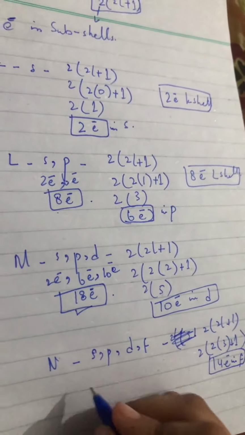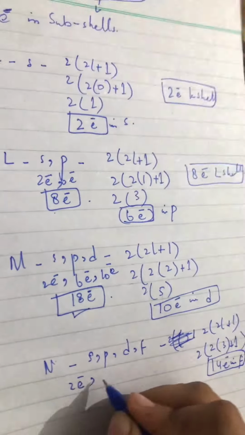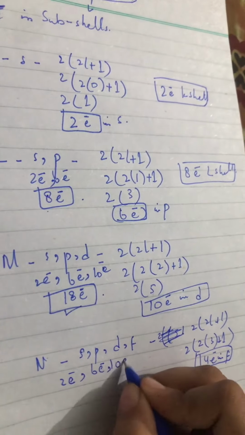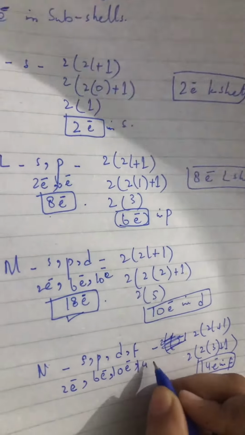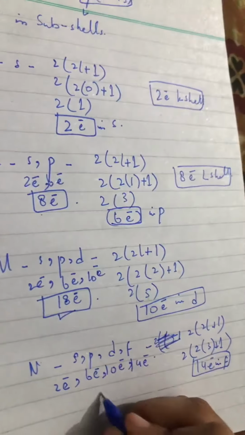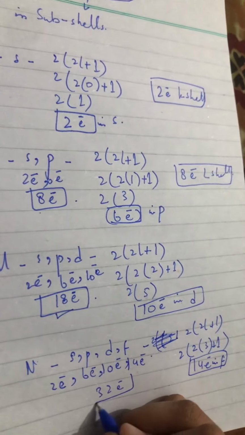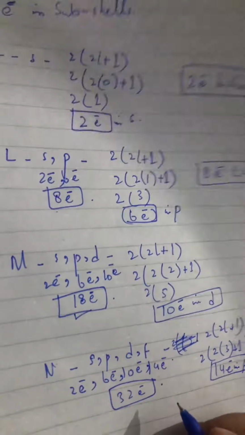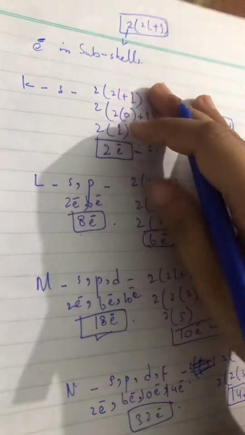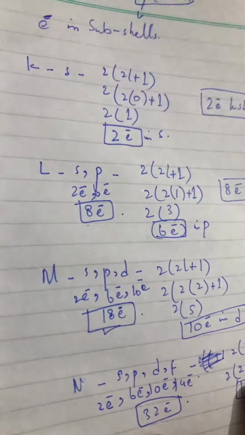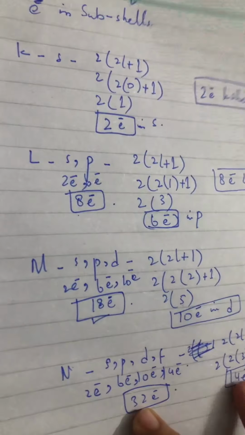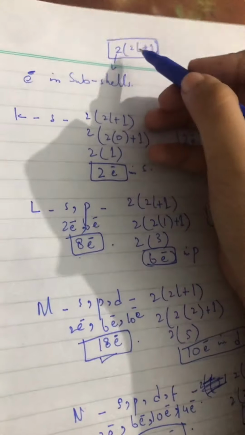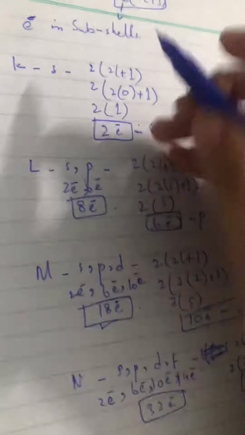So here you can see in S we are having 2 electrons, in P we are having 6 electrons, in D we are having 10 electrons, and in F we are having 14 electrons. These total 32 electrons, and before we also found that in N shell we are having 32 electrons. So by finding the electrons in subshells, you can also find electrons in a shell by adding them all. So these were the electrons in subshell. The formula is 2(2l+1).